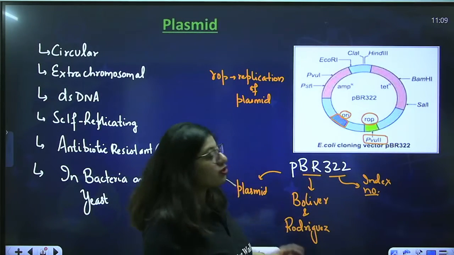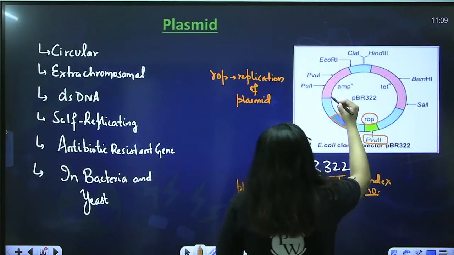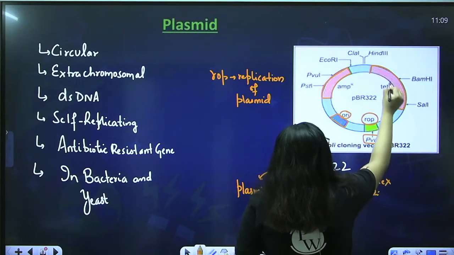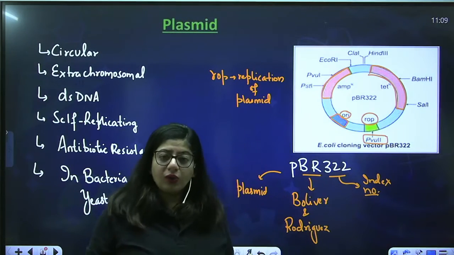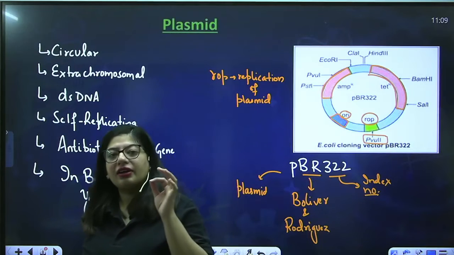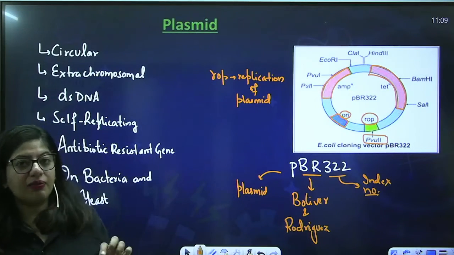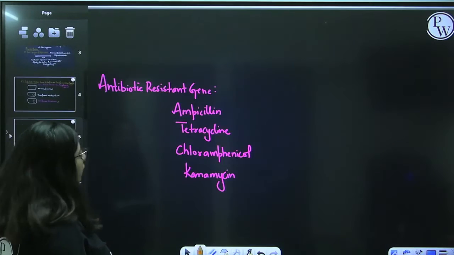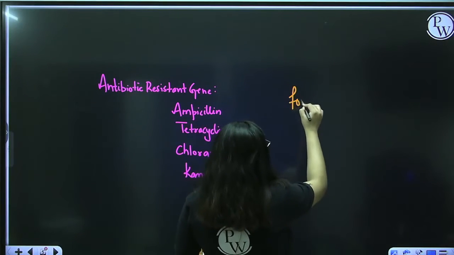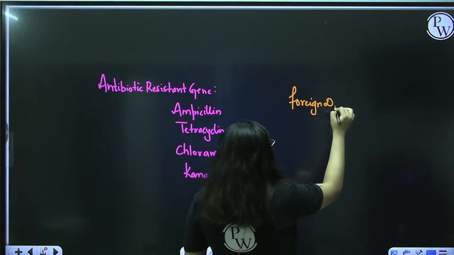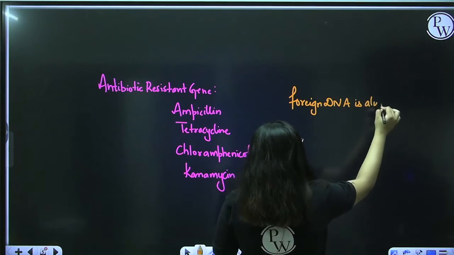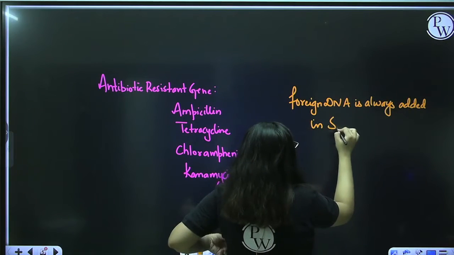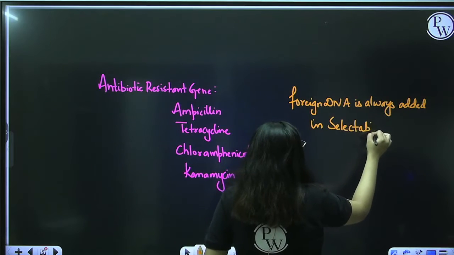Next, we have two selectable markers here. One is the ampicillin resistance gene, another is the tetracycline resistance gene. The foreign DNA is always added in the selectable markers. Mark my words and please write this down: the foreign DNA is always added in selectable markers.